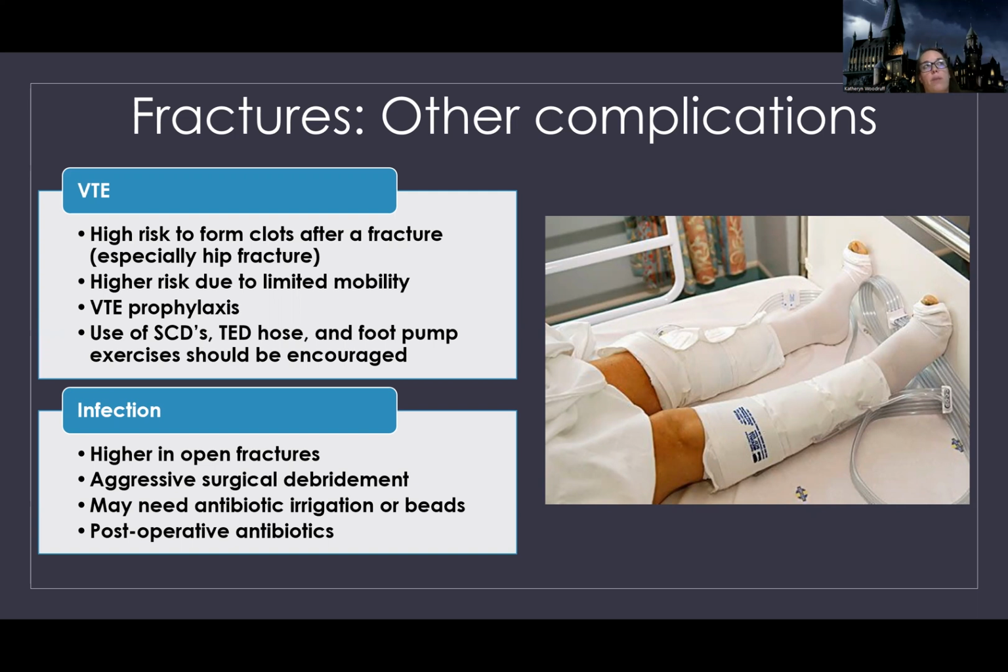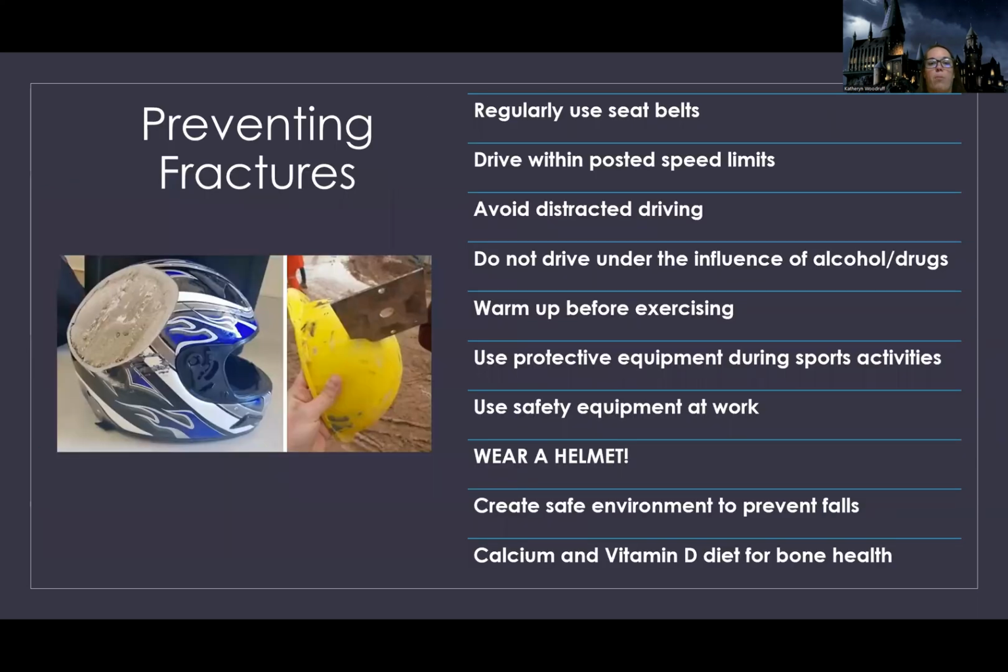Infection. We talked about how, as a nurse, I need to know the difference between open and closed, and patients are going to be at higher risk for infection with open fractures versus closed fractures. If they have an open fracture, they're going to need really aggressive surgical debridement. They may need antibiotic irrigation or beads. And we talked about tetanus prophylaxis for open fractures. Now, not everyone with a fracture needs tetanus prophylaxis. If they have an open fracture, they do, and of course it's all based on the last time they got their tetanus and stuff like that. We'll get into that when we get into neurological, and the qualifications to get the Tdap booster and stuff like that. And then, like I said, perioperative antibiotics.